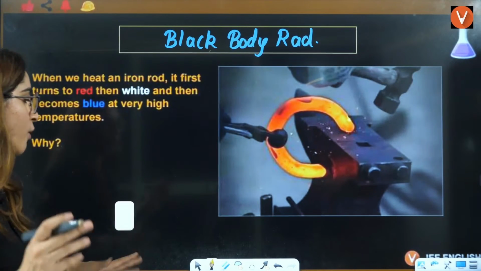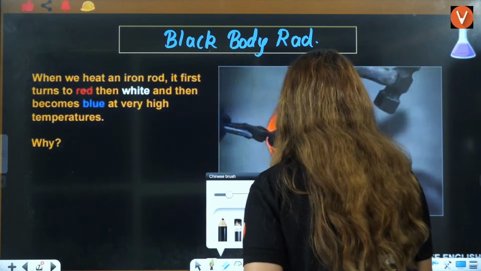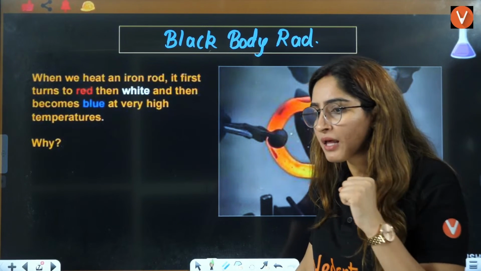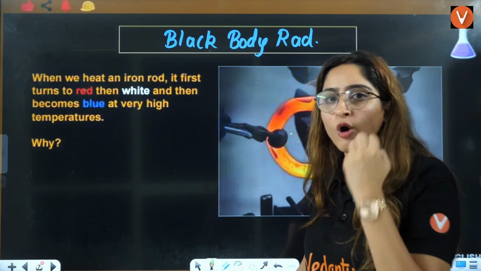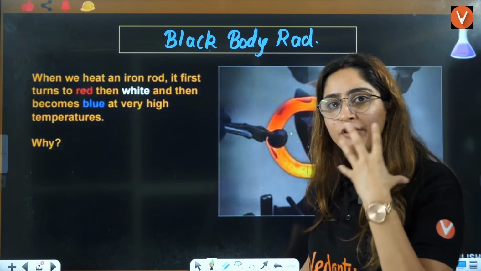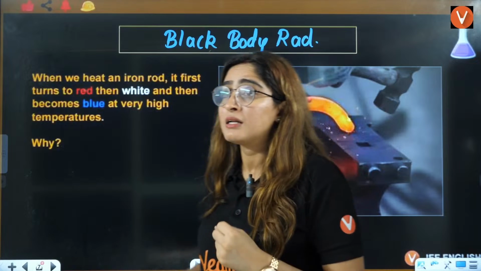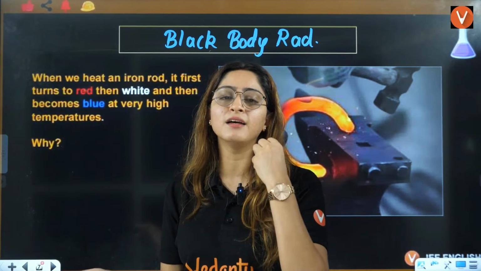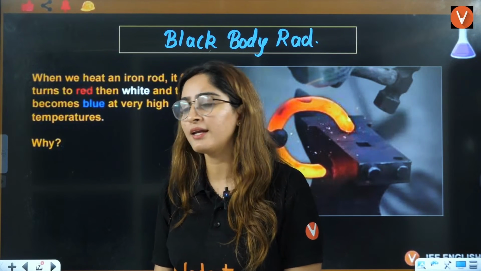Now let's talk about what is going to happen. What is happening in a black body? It is absorbing a lot of energy, right? Now, according to the temperature, it will start emitting a particular color.